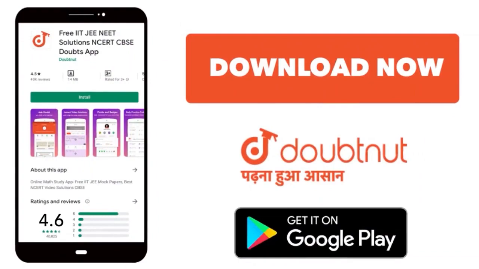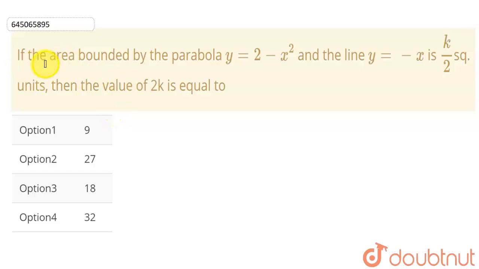Download Doubtnut app today. So students, in this question we have to find the area bounded by the curve parabola y is equal to 2 minus x square and the line y is equal to minus x. See, this area is given to us as k by 2. Okay students, and we need to find the value of 2k. So for that we have to find the area bounded by these two curves.